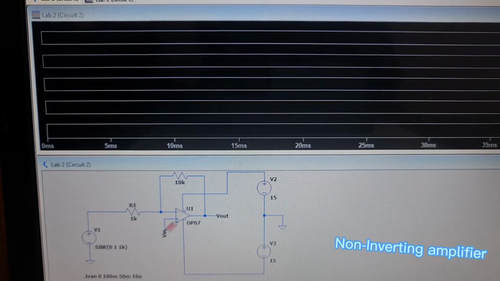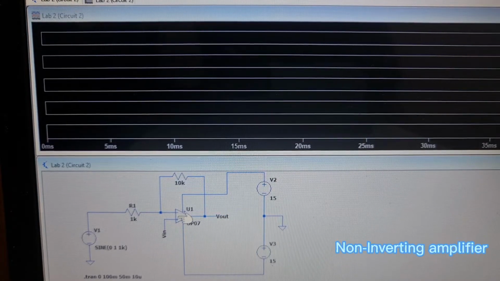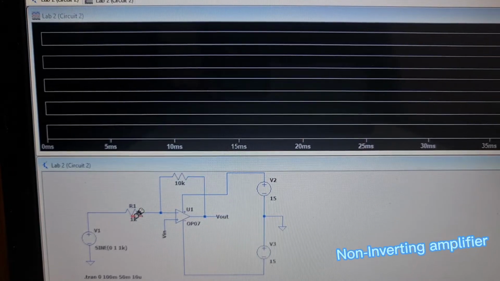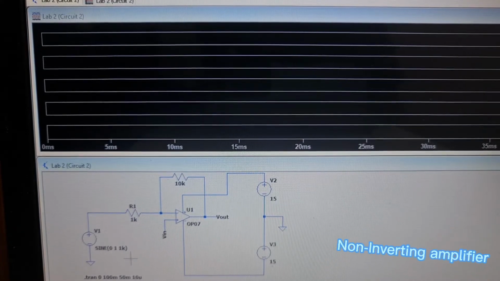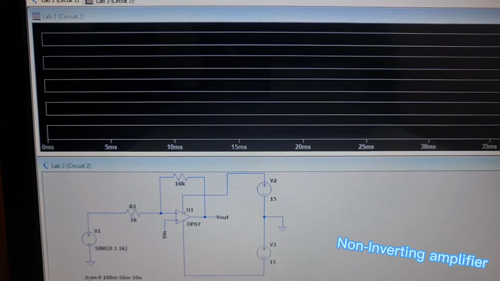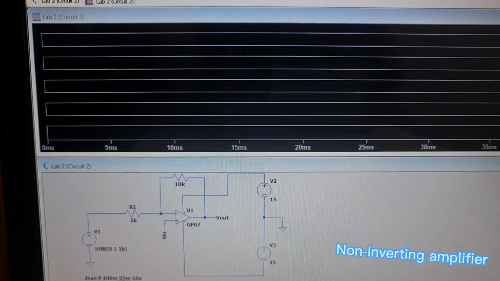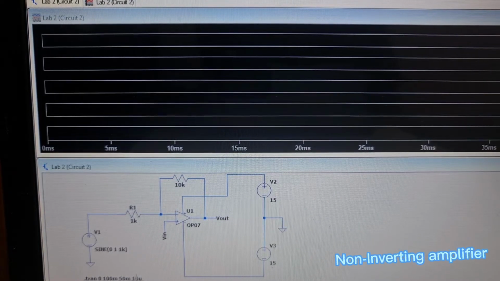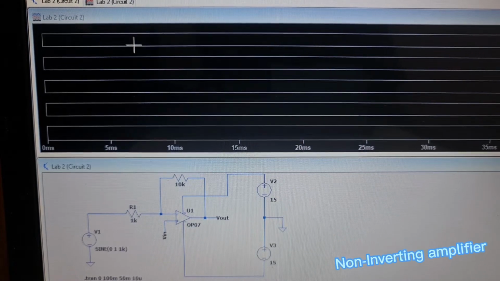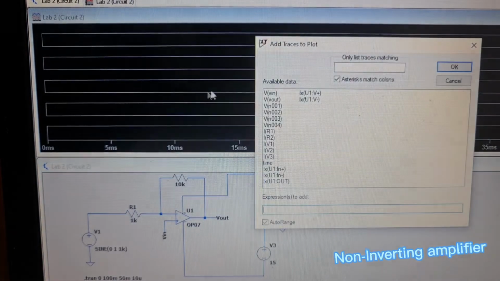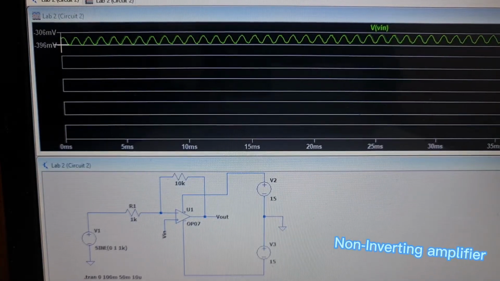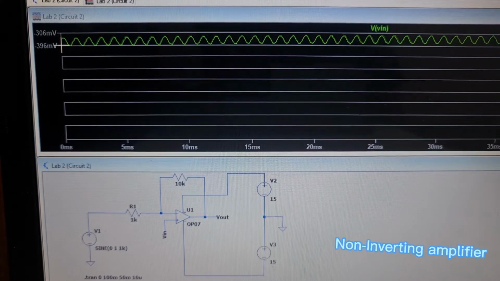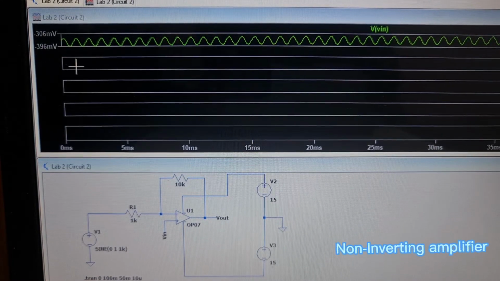The Vin is here, Vout is here. This is the amplifier. This is resistor 1, which has the value of 1 kilo ohm, and this is resistor 2, which has the value of 10 kilo ohms. For this circuit, I have used the command .tran 0, 100m, 50m and 10u. Now let's look at the first waveform, which is Vin. For Vin, the value ranges from negative 360 millivolt to negative 396 millivolt.